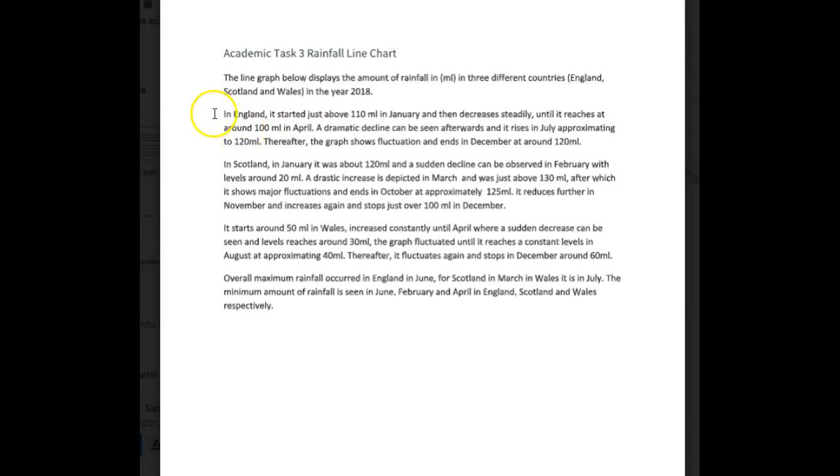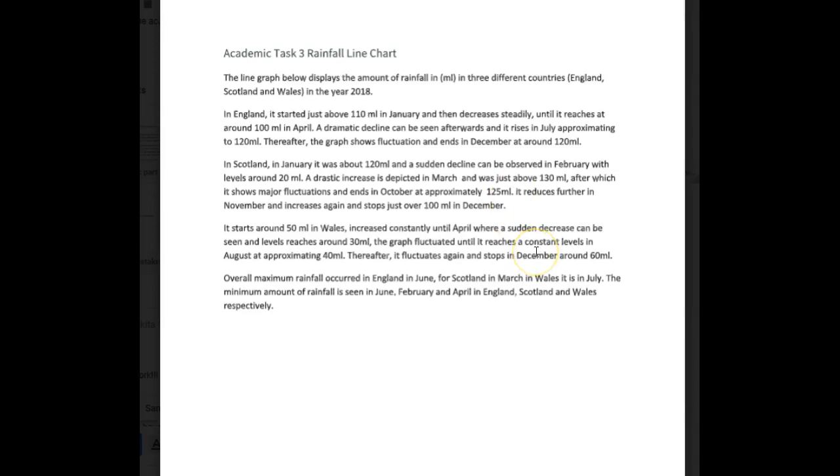So this could have been, in England, the rainfall starts at just above 110 ml in January. All right, and then it's okay because this, in fact, is how we tell stories sometimes, just using the present tense, even though the event is occurring in the past, okay? Okay, so one thing that I liked is that you gave us the beginning of the graph, the end of the graph, and then you gave us a couple of points in the middle. So that was a good way to do that.